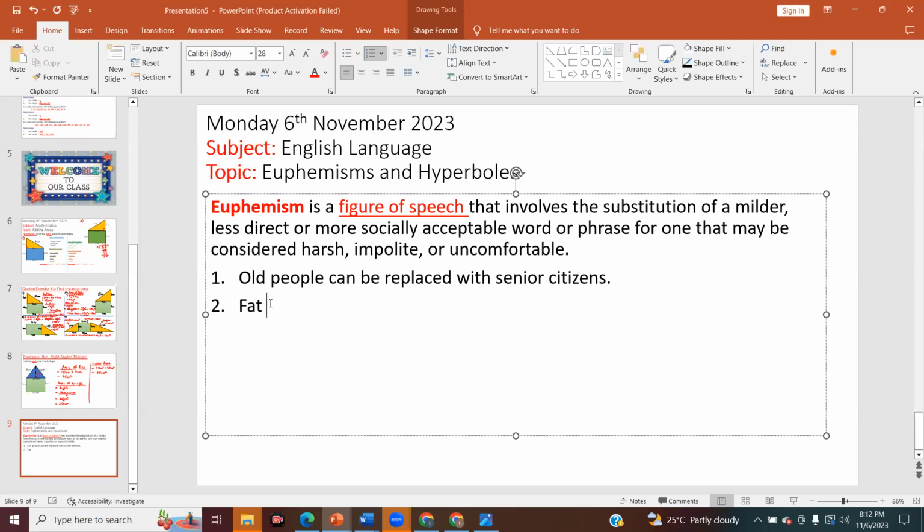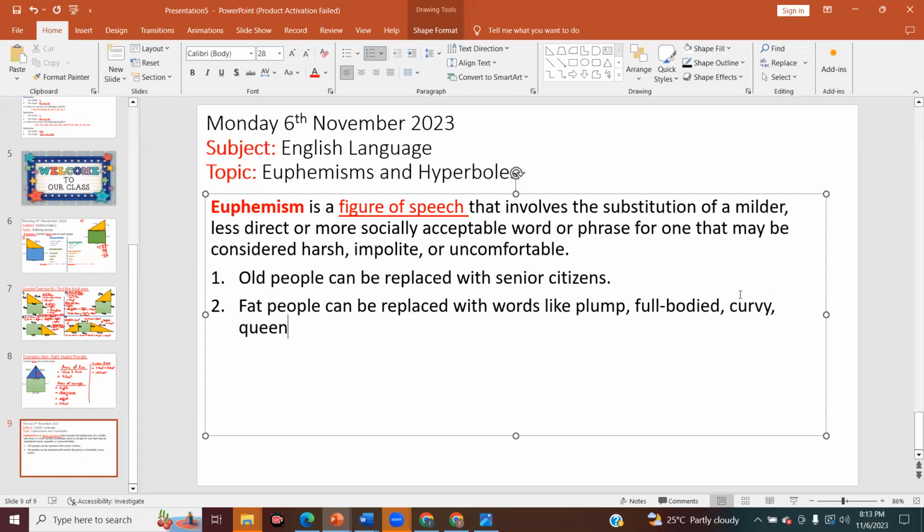So fat people can be replaced with words like plump. You might call someone plump, you might say they are full bodied. You might say they are maybe curvy, or you might say they are queen size.